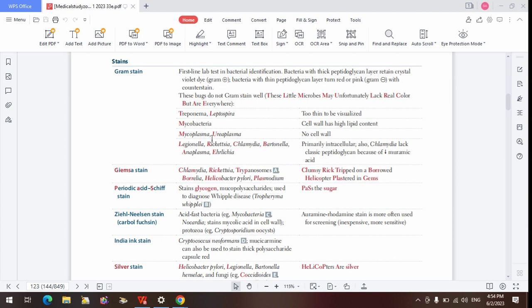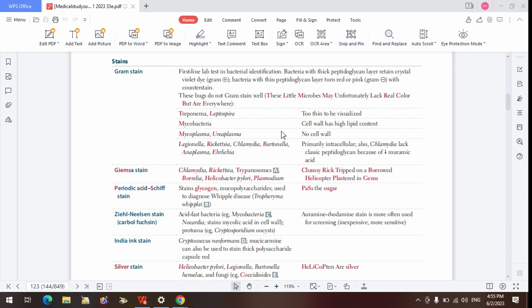Mycobacteria are not gram stained because of their high lipid content. That high lipid content doesn't allow them to take up the stains very well, so you have to use something else. Mycobacteria contain a very high amount of mycolic acid, which makes them difficult to pick up the stain. Mycoplasma, Ureaplasma, these guys are atypical organisms. We are familiar with them. They contain no cell wall. Because they have no cell wall, there's nothing to pick up the stain. They are not visualized by gram staining.